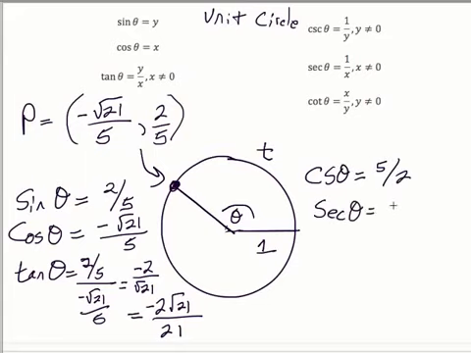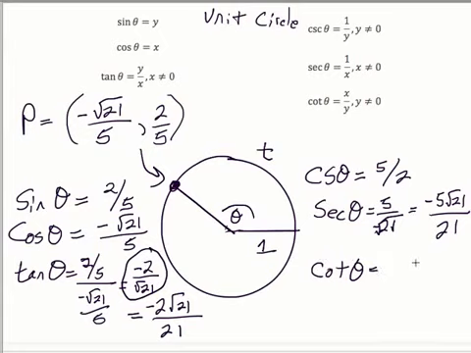Our reciprocal functions, cosecant theta is equal to 5/2. Secant theta becomes 5 over negative square root of 21, which is negative 5 square root of 21 over 21 once we've rationalized our denominator. And finally, cotangent theta is going to be the reciprocal of negative 2 over the square root of 21, which is negative square root of 21 over 2.